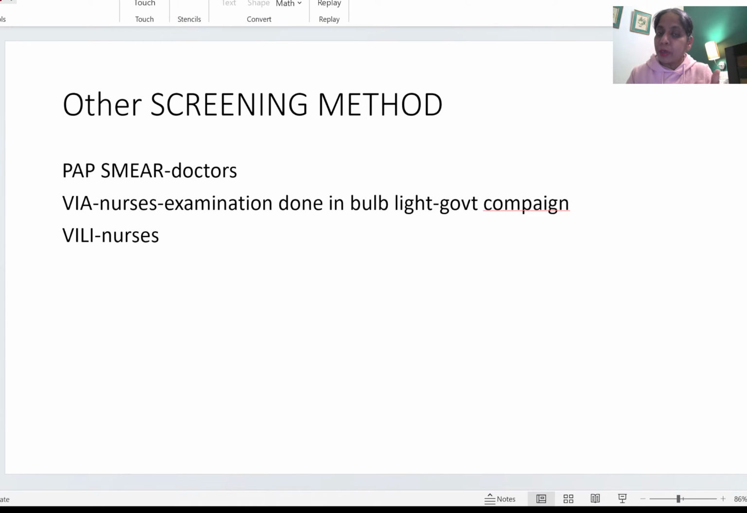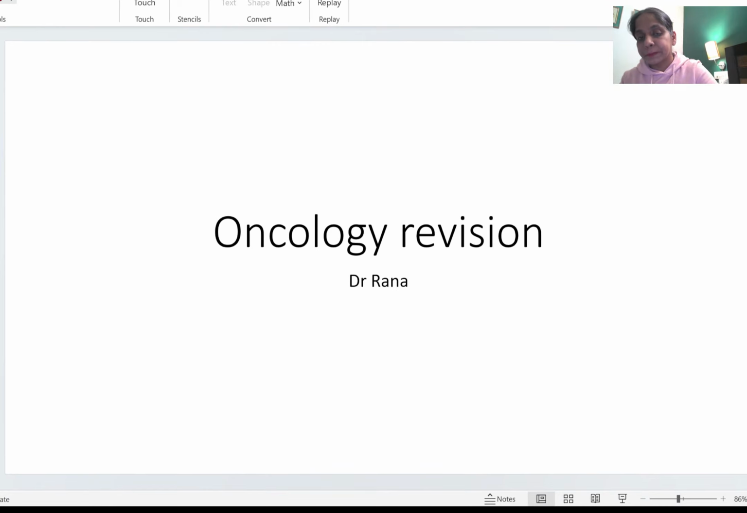Pap smear is done by doctors. First of all, a gynecologist is required to take the pap smear. Then a pathologist is required to do the reporting. A microscope is required. And in VIA, visual inspection with acetic acid, we only require a staff nurse and the acetic acid. So of course, VIA is the cost effective method.